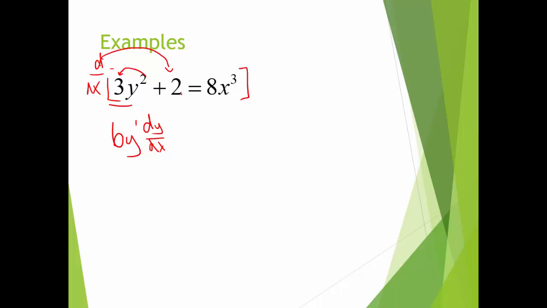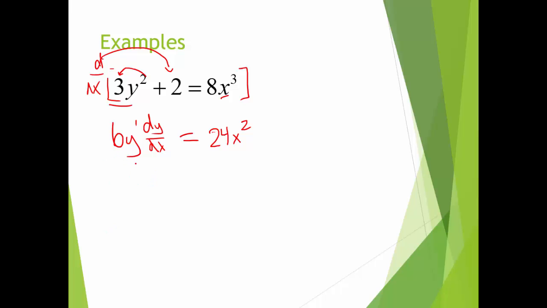Next, I'll take the derivative of 2. Well, that's a constant. That's 0. I'm just not going to write it. I'm going to drop the 2 out in this line. Now, when I do the derivative of 8x cubed, since the variable there is x, and we're differentiating with respect to x, this is just my normal old hat power rule, 24x squared.